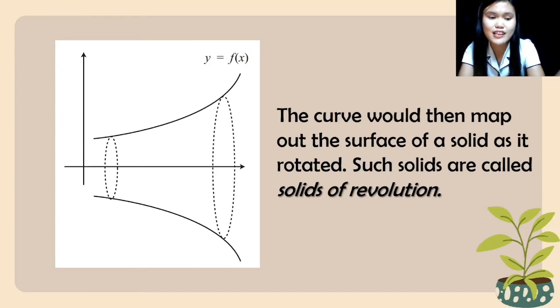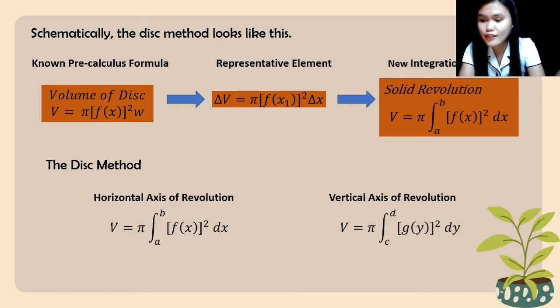Okay, hence we'll have this figure. It will be rotated around the x-axis and this is the resulting figure. Okay, the curve would then map out the surface of a solid as it rotates. So such solids are called solids of revolution. Now, how can we find the volume of the solid here? So let's start with the formula.